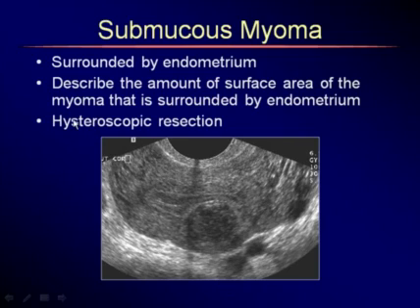Here's a submucous myoma, or submucosal myoma, sometimes called. This is a myoma that is half or 50% submucosal and 50% intramural, with a covering of myometrium. This was a patient who had had 3 spontaneous abortions. And once this was removed, she eventually became pregnant. So this was removed hysteroscopically.